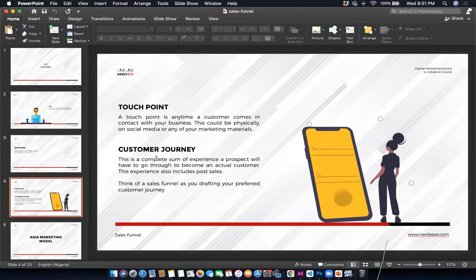So you cannot control the customer journey, but a sales funnel is a way of you trying to control the customer journey to suit what you want. They are interwoven in a way.